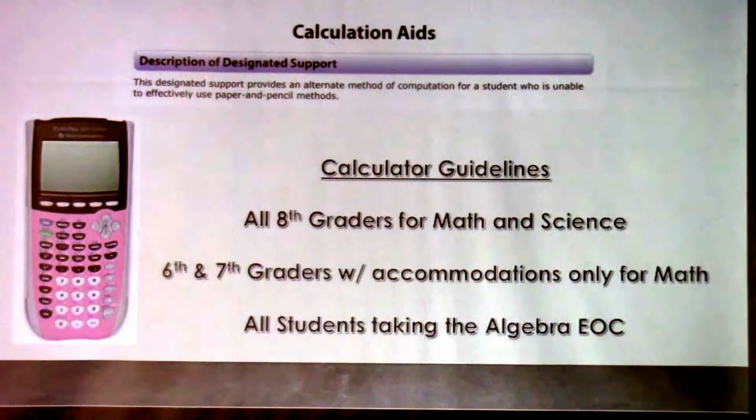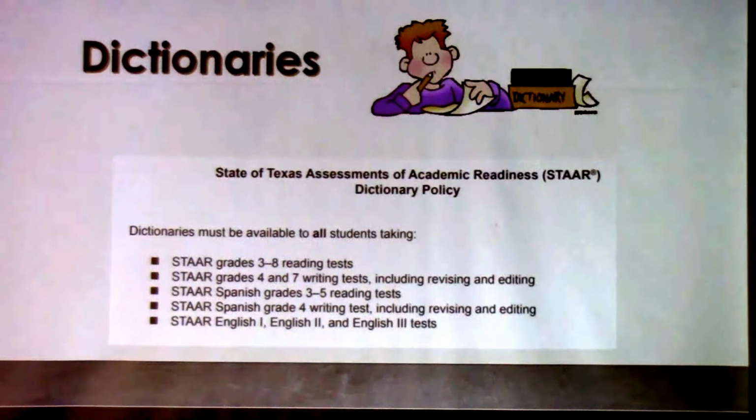Okay? Calculation aids. This is a calculator. It's a calculation aid. And so all 8th graders get this for math and science. 6th graders get it for accommodations only in math. 7th grade gets it for accommodations only in math. All students get it for Algebra EOC.